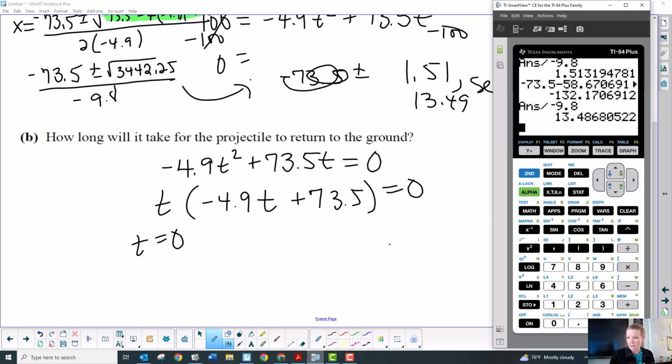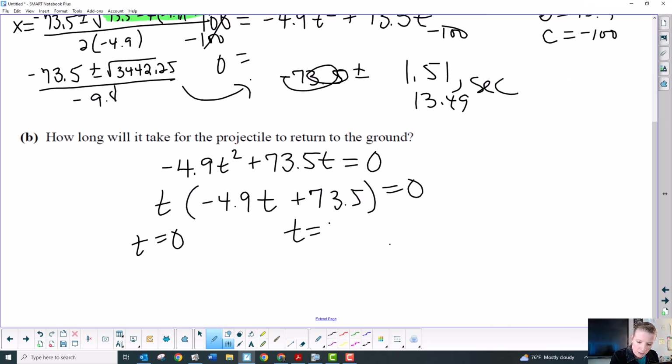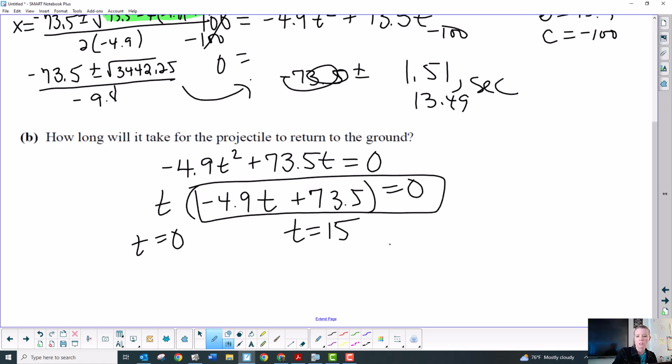If I subtract 73.5 and then divide by negative 4.9, I'll have 15. And I got that by setting that equal to 0, because you just set them both separately equal to 0. And that's where this video is going to stop.